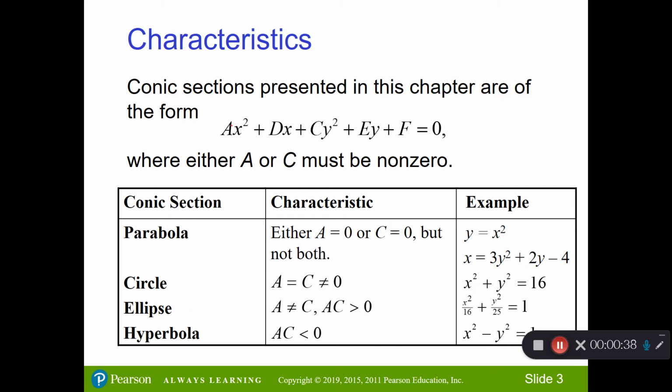An ellipse has both an x squared and a y squared, but they do not have the same coefficients. A and C are not the same, but they are the same sign. They're either both positive or both negative. That would make it an ellipse. And then a hyperbola has both an x squared and y squared, but they're of opposite signs. So that's what we're looking for in a hyperbola.